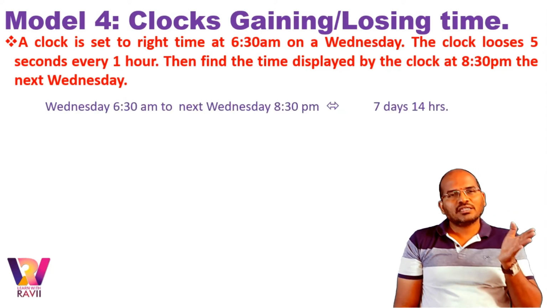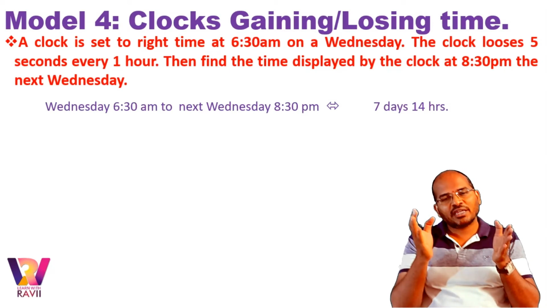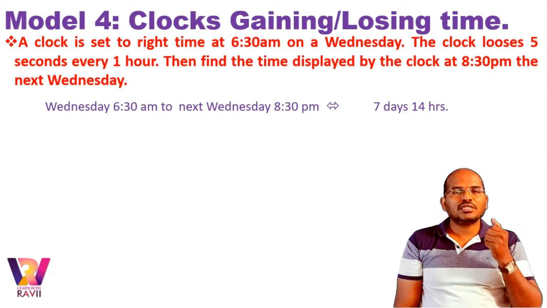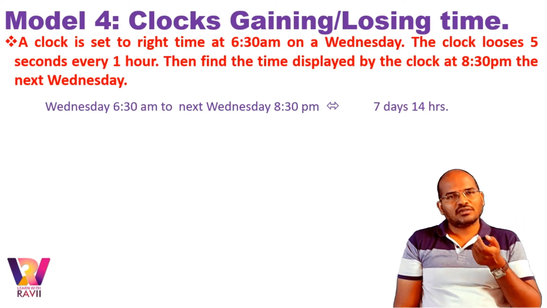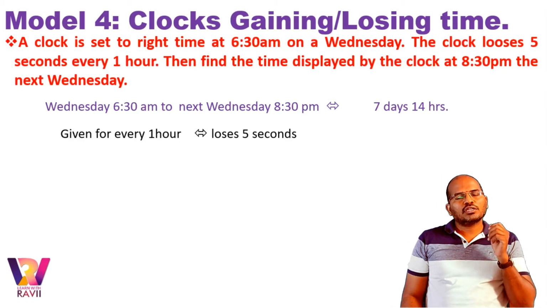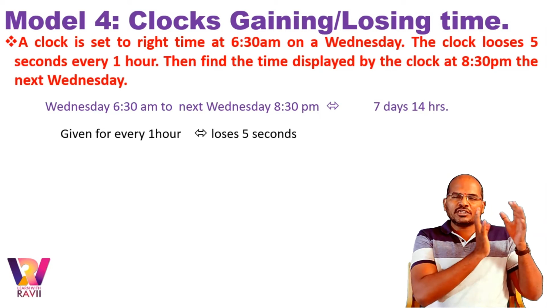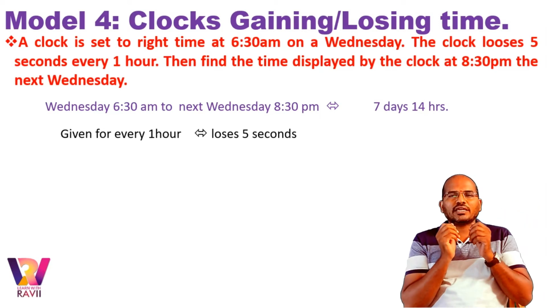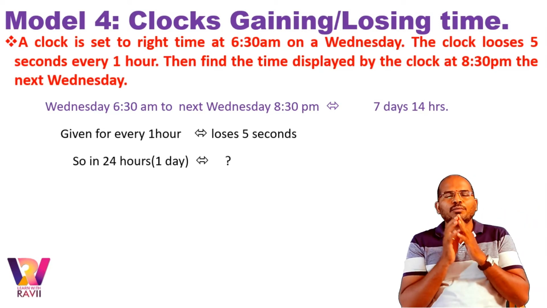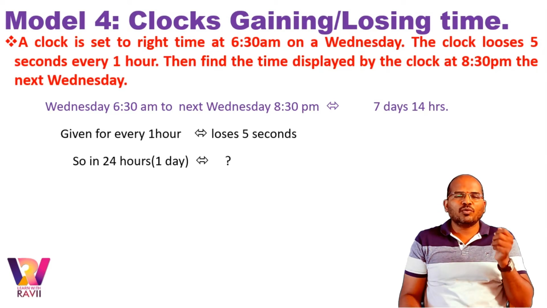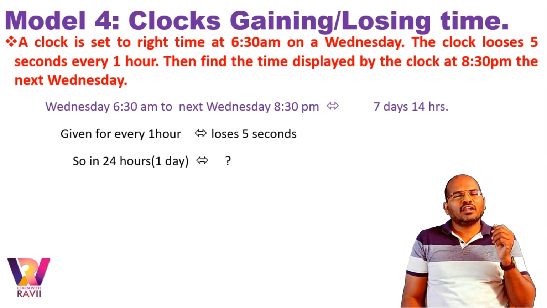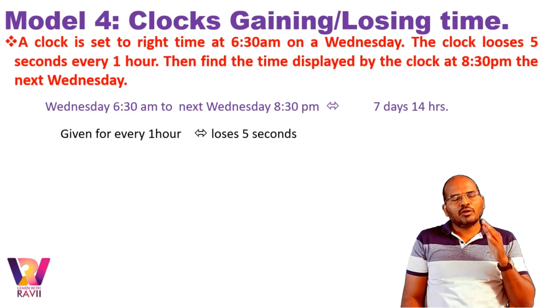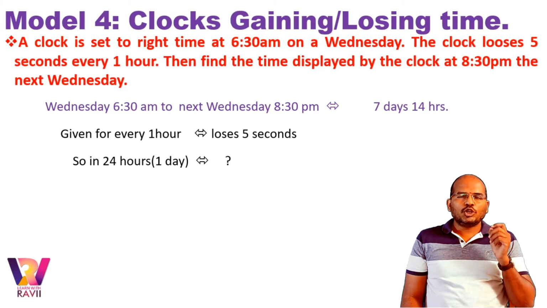So Wednesday 6:30 a.m. to next Wednesday 8:30 p.m. the time is 7 days 14 hours. The clock loses 5 seconds for every 1 hour. So as the time duration is found in days, let us calculate the number of seconds lost for every 1 day. It is given that in 1 hour we lose 5 seconds. So for 24 hours, what is the time lost? When we calculate that, it is 120 seconds.